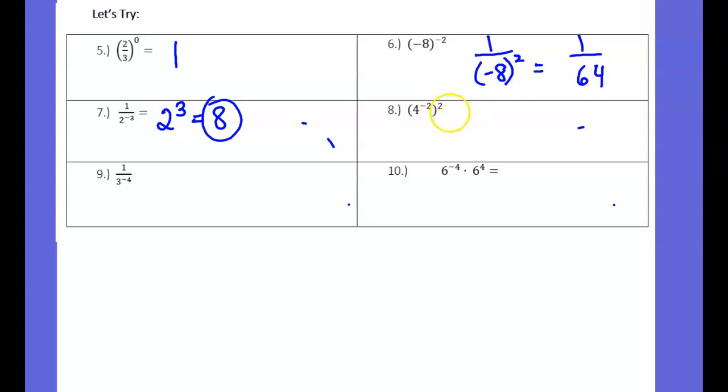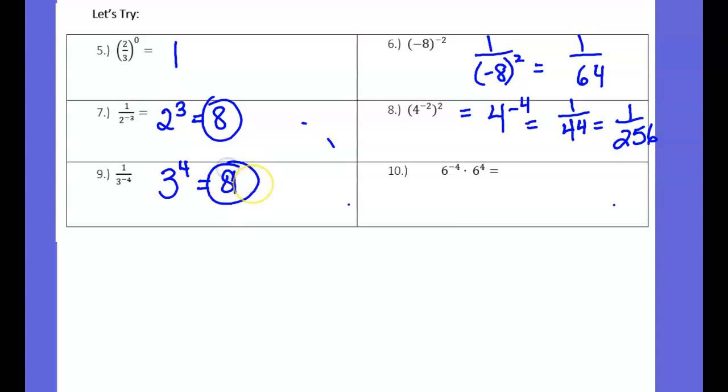All right, so this, if I multiply power to a power, I get 4 to the negative 4, which is equal to 1 over 4 to the fourth, which is going to be equal to 1 over 256. All right, and then 1 over 3 to the negative 4, the reciprocal would just be 3 to the positive 4, which is 81. All right, and then the last one here, I have the same base 6, so I add my exponents. I get 6 to the 0, and that's equal to 1.